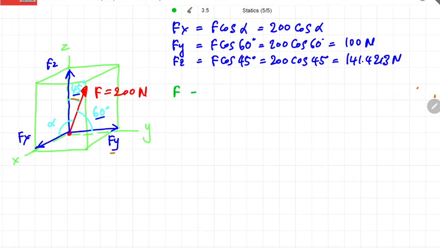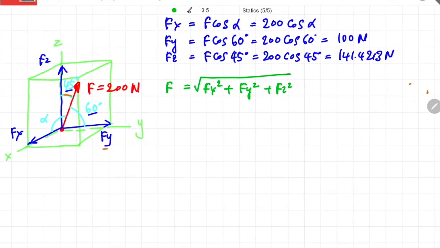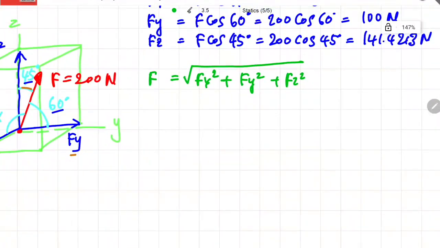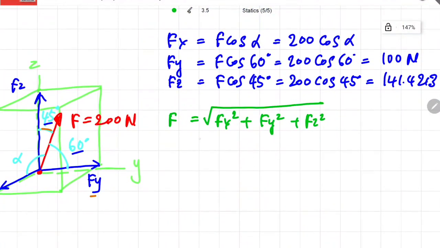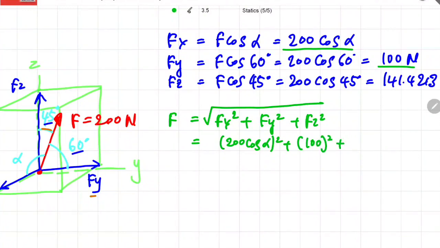So remember the formula to calculate the magnitude of f is equivalent to the magnitude of fx squared plus fy squared plus magnitude of fz squared, and then square root all the equation. All the fx, fy and fz values were calculated earlier. You just substitute the values in the equation, whereby fx is equivalent to 200 cos alpha, and then jangan lupa letak bracket and put square, plus fy is 100 Newton, letak bracket, put a square over there, and plus 141.4213, and then you letak square. So all the summation you kena square root it.